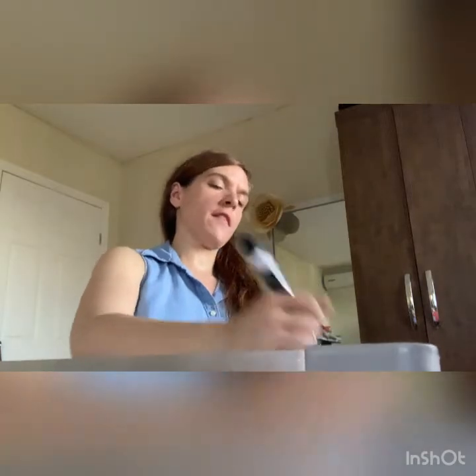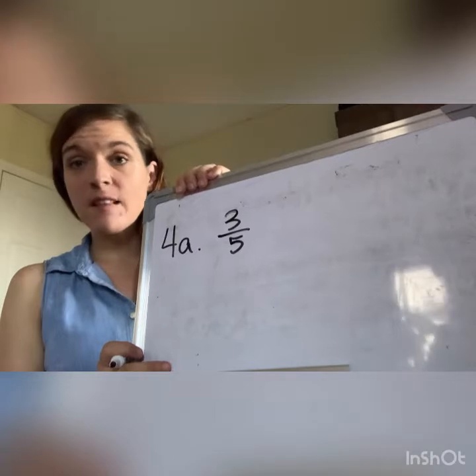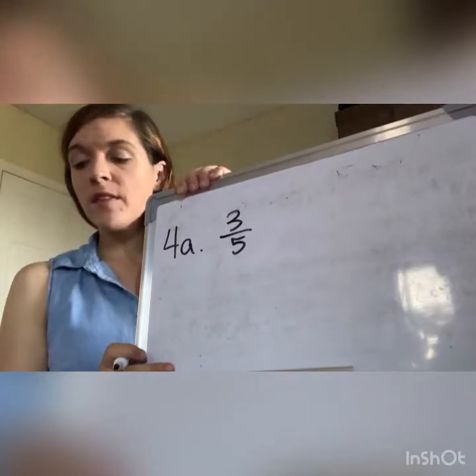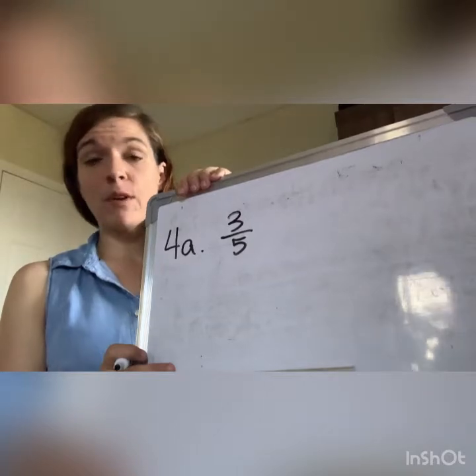During study hall, Elizabeth spent 3/5 of the time. Number 4, letter A, 3/5. Okay, I'm going to write that down. Of the time on arithmetic, that's math, and 1/3 of the time on Bible. How much more of the study hall was spent on arithmetic than Bible?